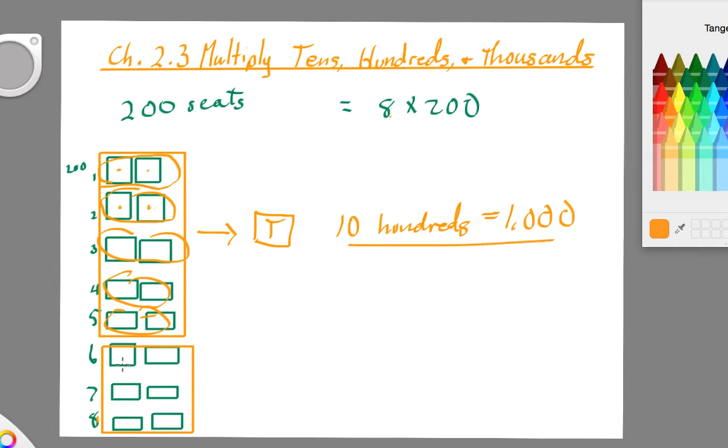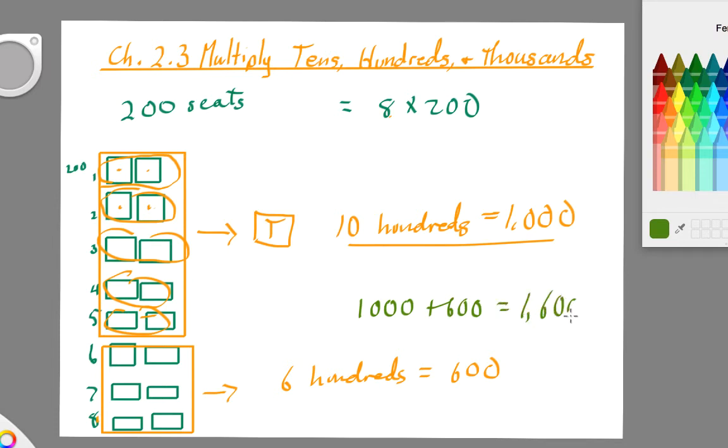And we know that this leftover, 1, 2, 3, 4, 5, 6, or 2, 4, 6 if we count by 2s, this one is equal to 600. And so together, let's have to change colors again. 1,000 plus 600 is equal to 1,600. We can kind of do that in our heads, and that puts that together.